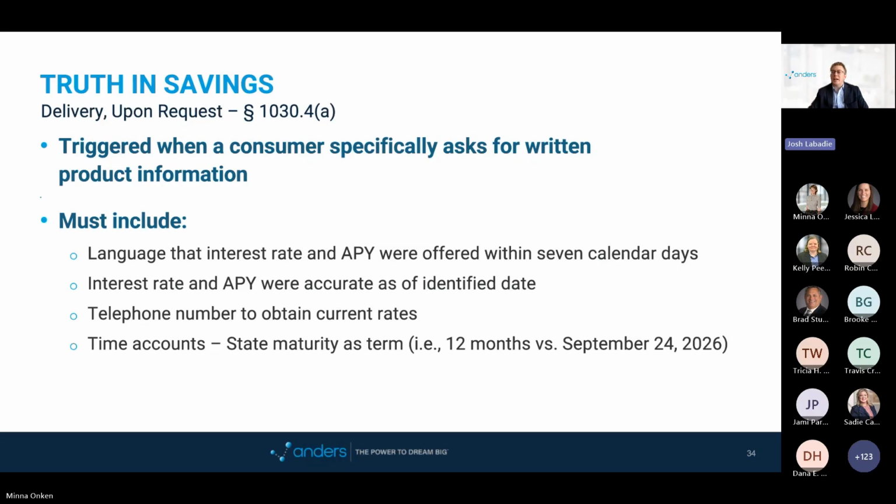Interest in APY, accurate within 7 days. Accurate as of X date. Your phone number, institution's phone number. And then maturity must be presented as a term date rather than an actual date. So say 12 months instead of the date of maturity.